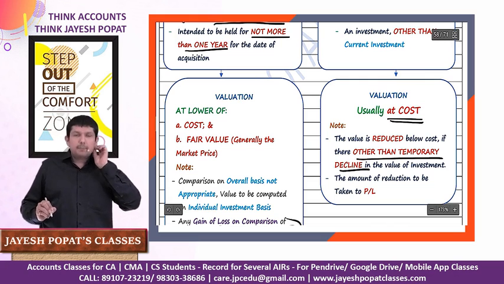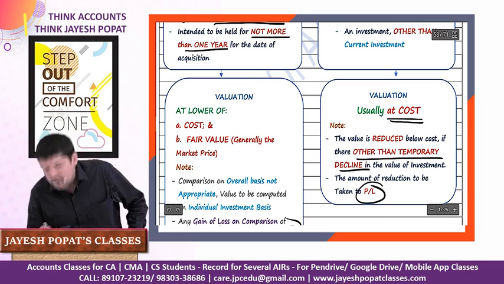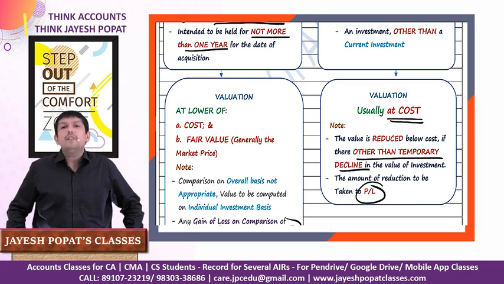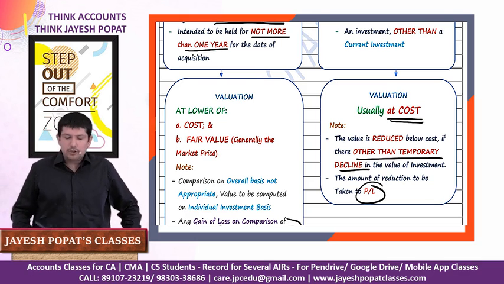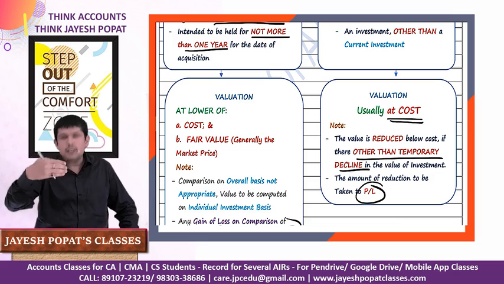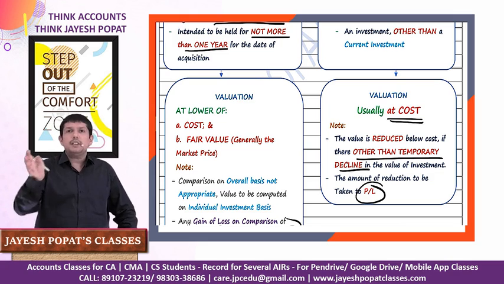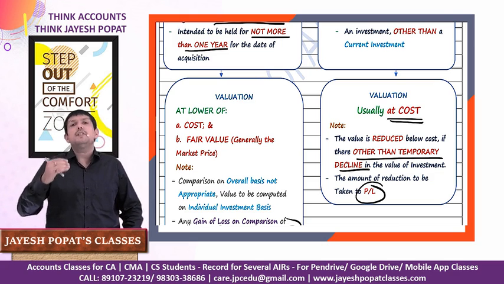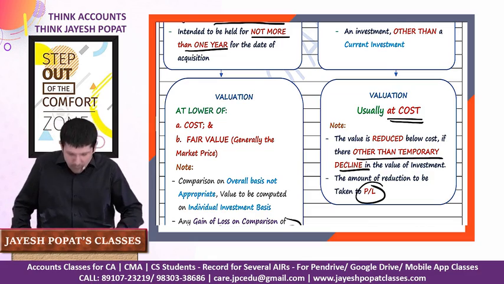If there is other than temporary decline in the value of the investment, then we will reduce the investment to its fair value or the realizable value, and we will record that particular loss to the statement of profit and loss. So we normally say that if there is an impairment or a loss of a permanent nature, right, other than temporary nature, then we need to make a provision for diminution in the value of investment. Usually these investments are carried at cost.